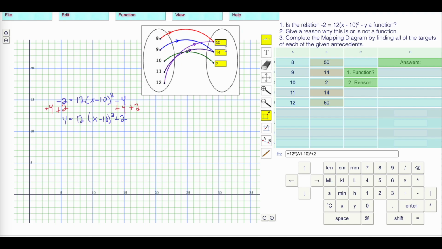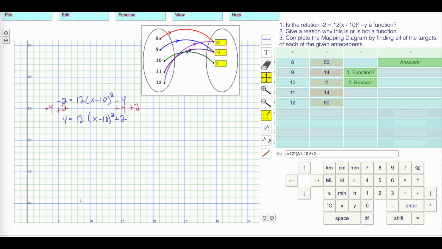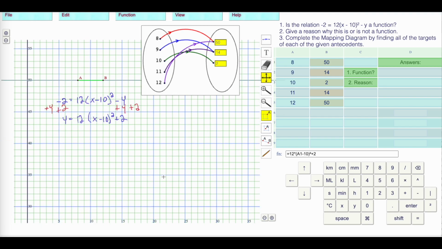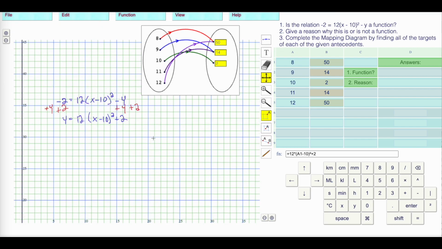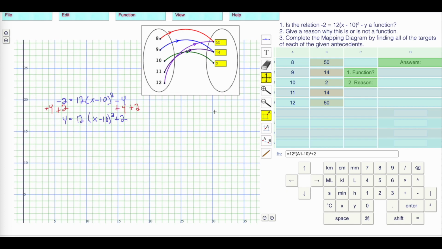This is a function. If we graph it, it's going to give us a parabola. 8 and 50. Here's my 8. Don't see the 50, so I'm going to scroll this down. Here's my 50, 8 and 50. We also have 12 and 50. We have 9 and 14, and 11 and 14. We have 10 and 2. But we do have a parabola.